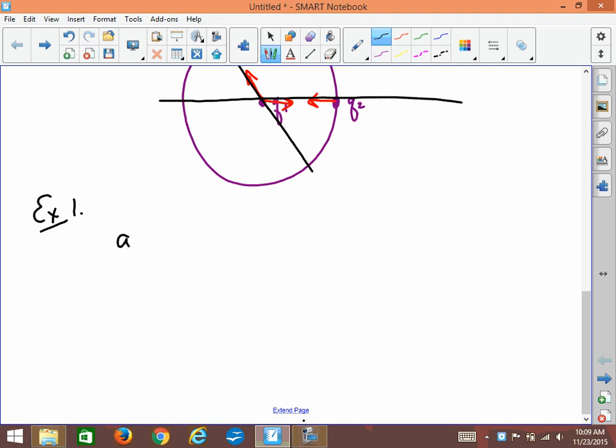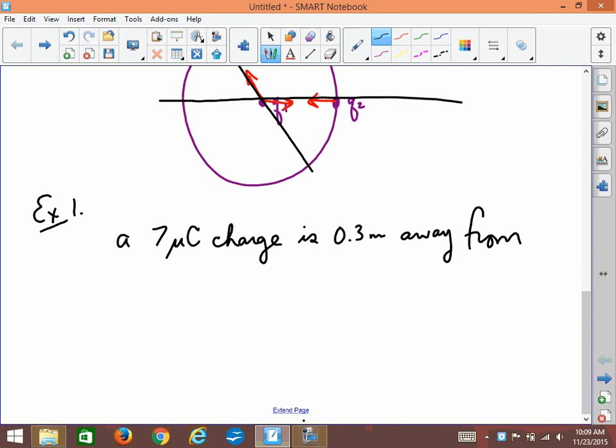One other thing I have to tell you before I do the example, and that I can tell you while I do it. A 7 microcoulomb charge. That's what I was going to explain to you, how the microcoulomb thing works. So just give me a second. A 7 microcoulomb charge is 0.3 meters away from a -4 microcoulomb charge. Calculate the force between them.